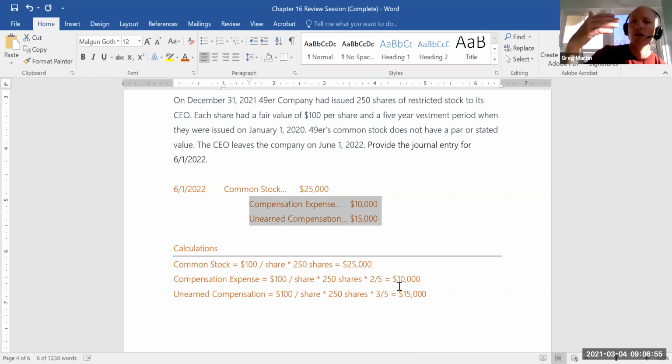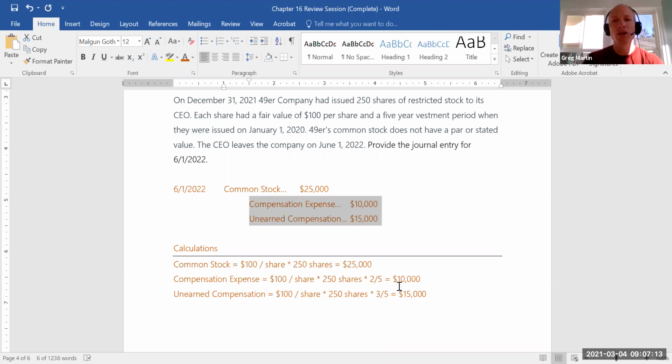If it had happened in June of 2024, then the compensation expense would have been 4/5 and the unearned compensation would have been 1/5. Again, you have to think about where we are in the life of the vesting period, and that tells you how much needs to come out of each account.